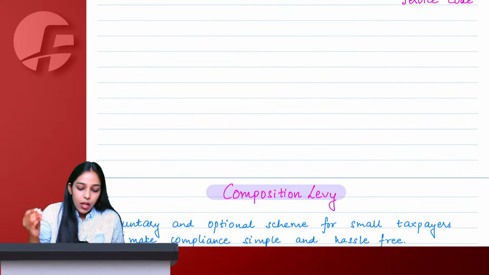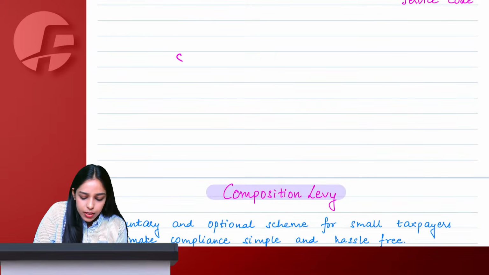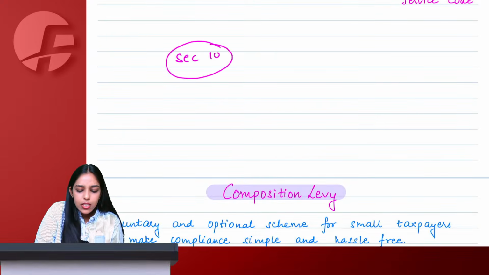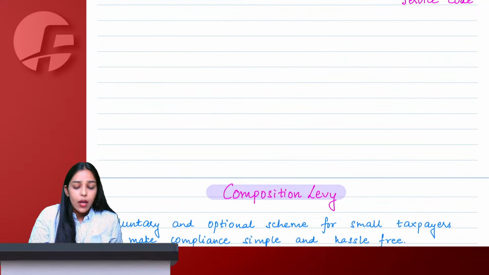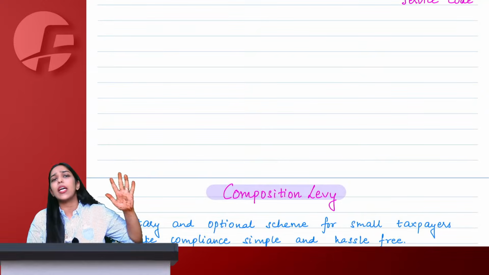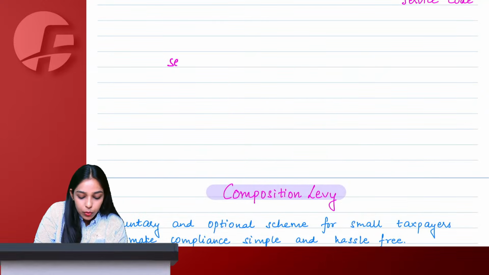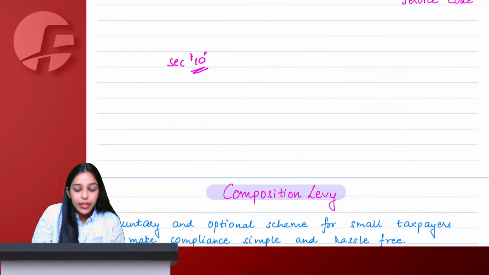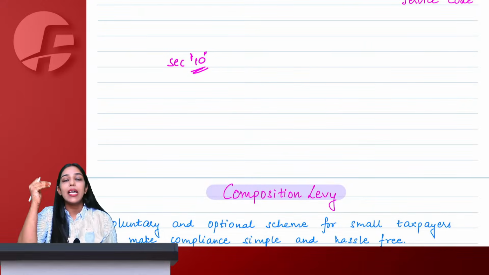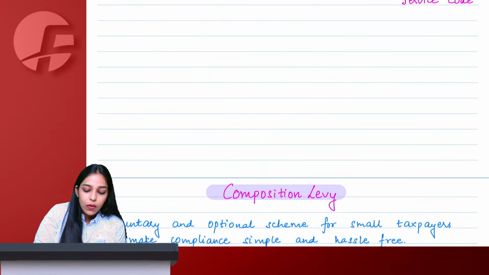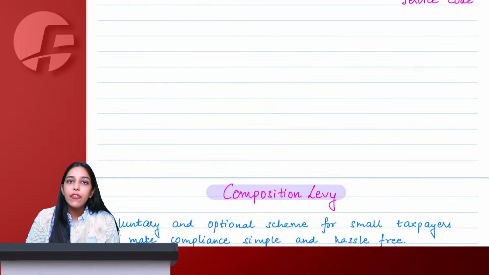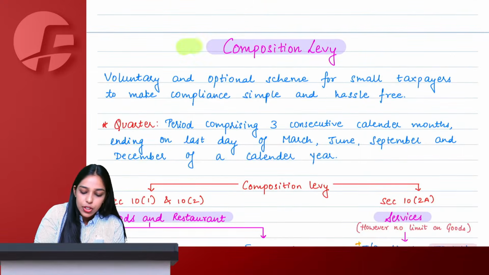Now, Section 10 says, 10 bahane karke bharenge kam tax. Section 10 says, we are going to make 10 different types of tantrums. Why? Because we want to pay a lower rate of tax than what is normally applicable on goods or services. So section 10 talks about 10 bahane, 10 different types of tantrums, composition levy.